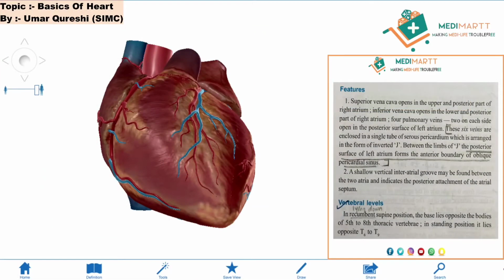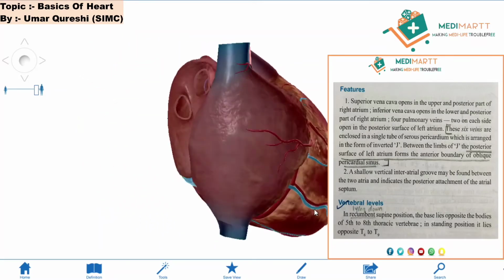Before starting, I want to inform you that our reference book is A.K. Datta. You can check it out, and we have inserted the page of the A.K. Datta. In our previous video, we discussed some part of the base of the heart. So today it's also related to the base of the heart. These are the features, and we will discuss all of them.